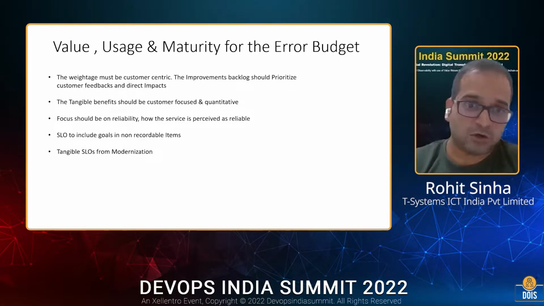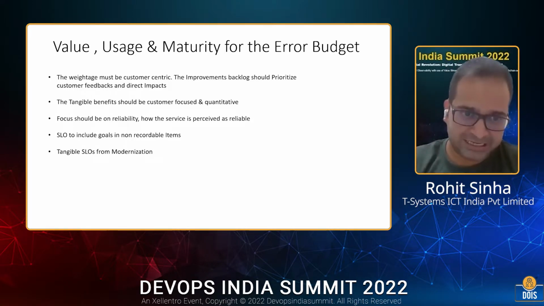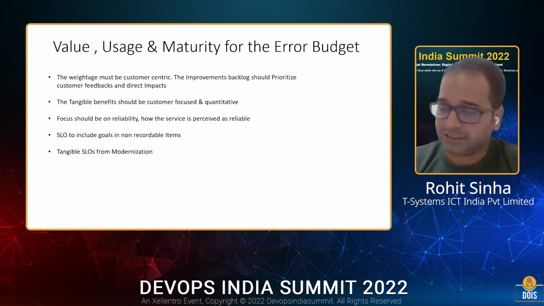SLOs have to be defined for non-recordable items. I've touched on that already. SLOs need to be defined based on some of the non-recordable items, things which are done by the teams which are not recorded at all, but do require some time. And they have to be SLOs which are tangible, real SLOs which can be reached. And that's why SREs have to take a call on how much they can raise the SLO bar all the time, and it has to be tracked.